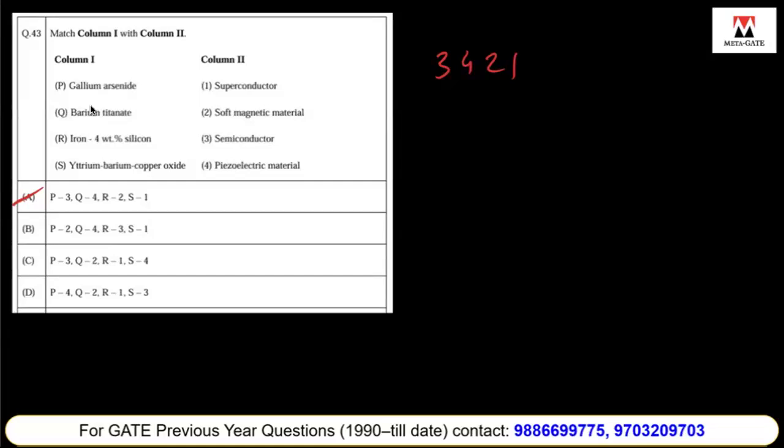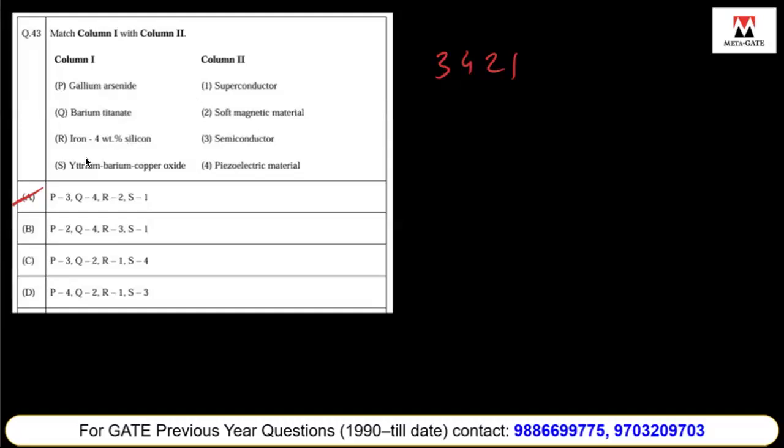Barium titanate is a ferroelectric material that exhibits piezoelectric behavior. Piezoelectric is nothing but the ability to convert electrical energy to mechanical energy or mechanical energy to electrical energy. It is used in the production of capacitors, transducers, and sensors, due to its ability to convert mechanical stresses into electrical signals. Barium titanate is widely used in piezoelectric materials.